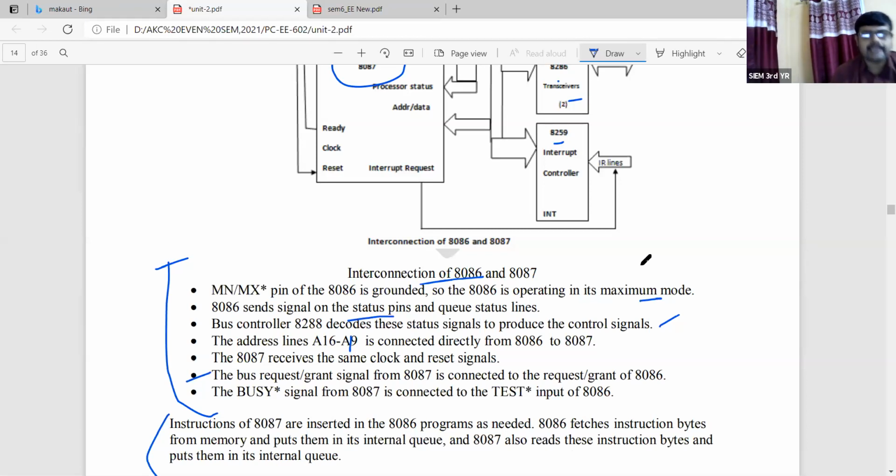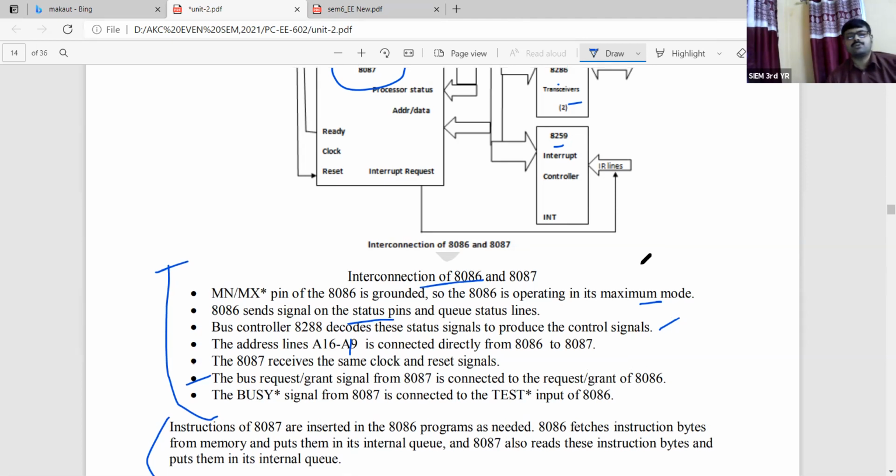Next point we are getting, that is the 8086 sends signals on the status pins and the Q status line. Obviously, you have seen the fetching. The 8086 will send the signal to the status pins and the Q status line. Point number 3, the bus controller 8288 decodes these status signals to produce the control signals.